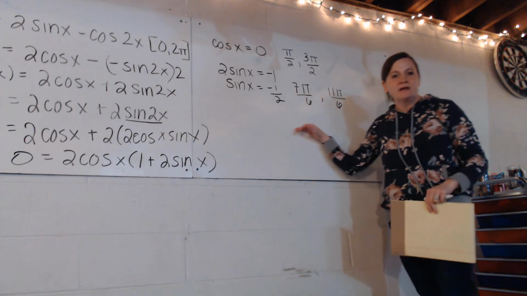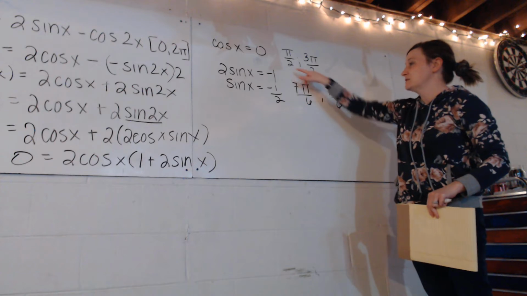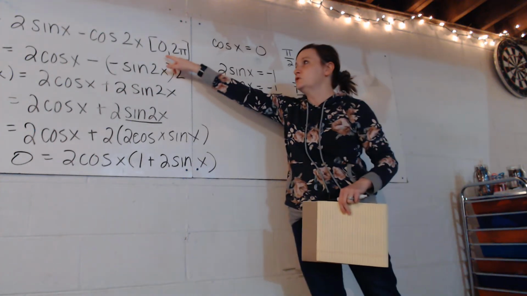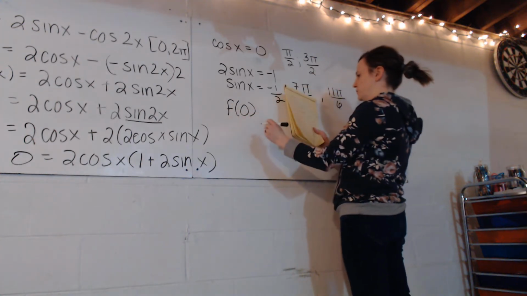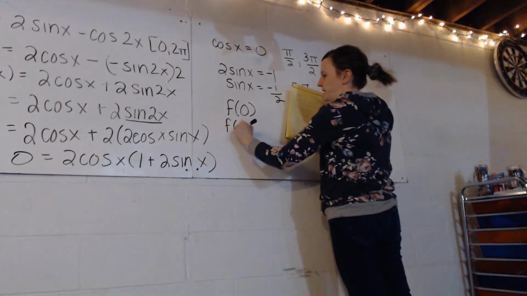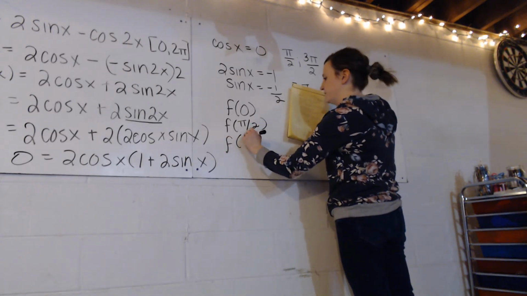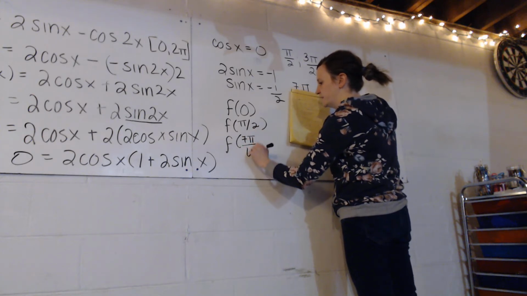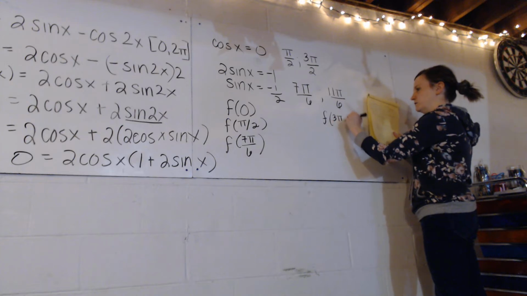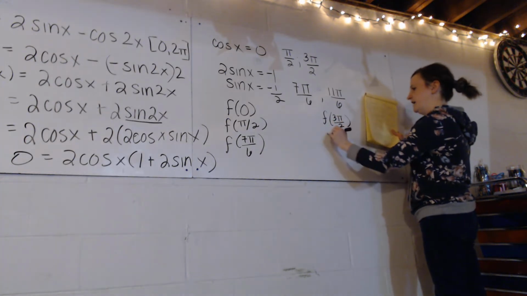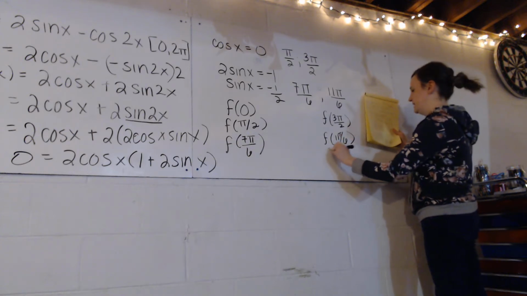And so I end up with a total of 4 critical points. So I need to evaluate this function for its maximum and its minimum at 6 points, at these 4 critical points, plus the 2 endpoints, right? So I'm going to do f of 0. Let me stick with the order I have in front of me. F at pi over 2. I'm trying to put them in order. It doesn't really matter. F at 7 pi over 6. F at 3 pi over 2. F at 11 pi over 6. I forgot the pi, sorry. And F at 2 pi.